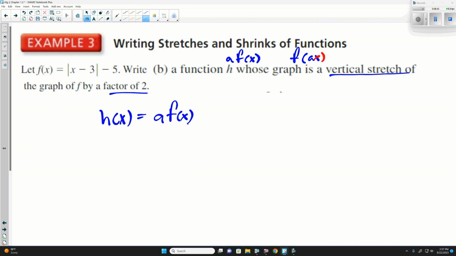Now the question is, what is the value of a? So what's our factor that we're stretching this by? 2. So the value of a is? Yes. Taylor? Yeah.